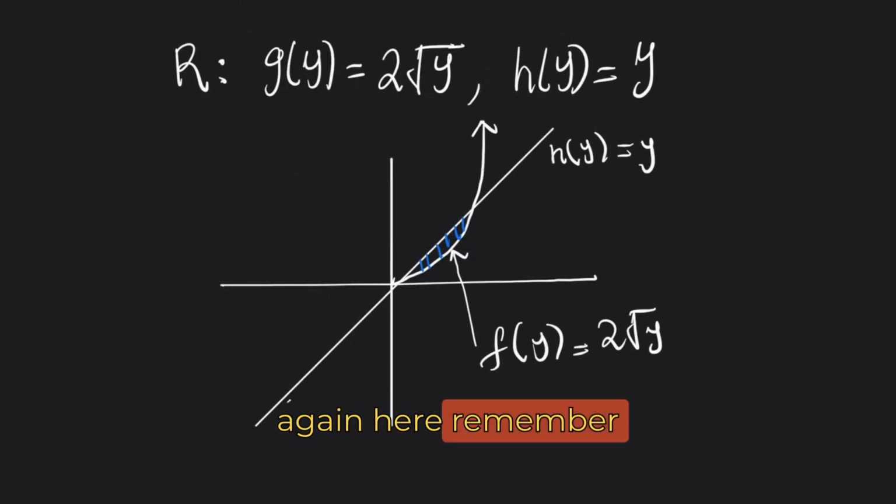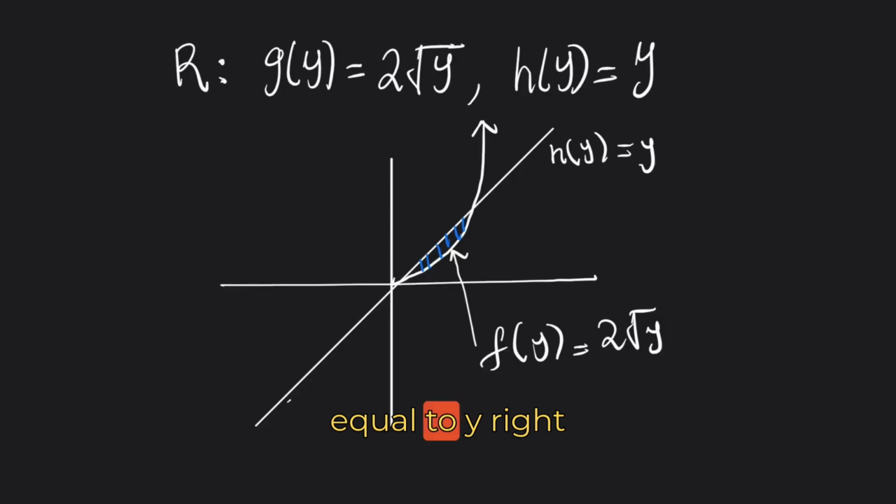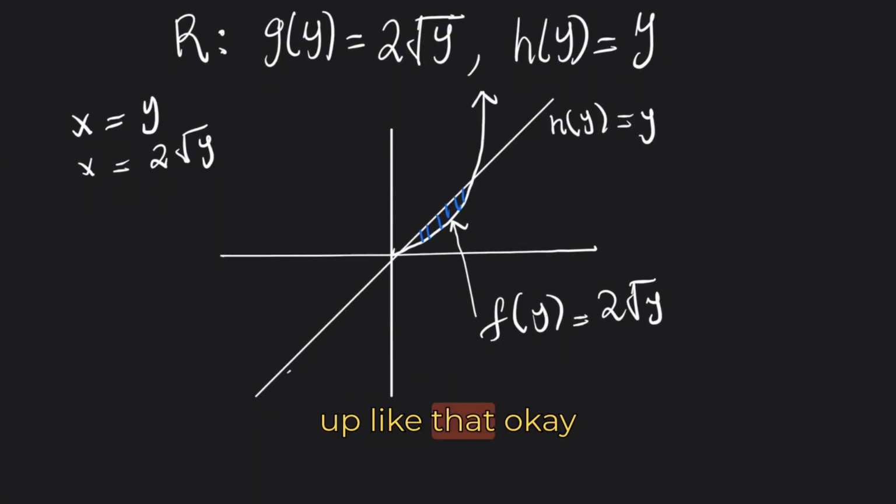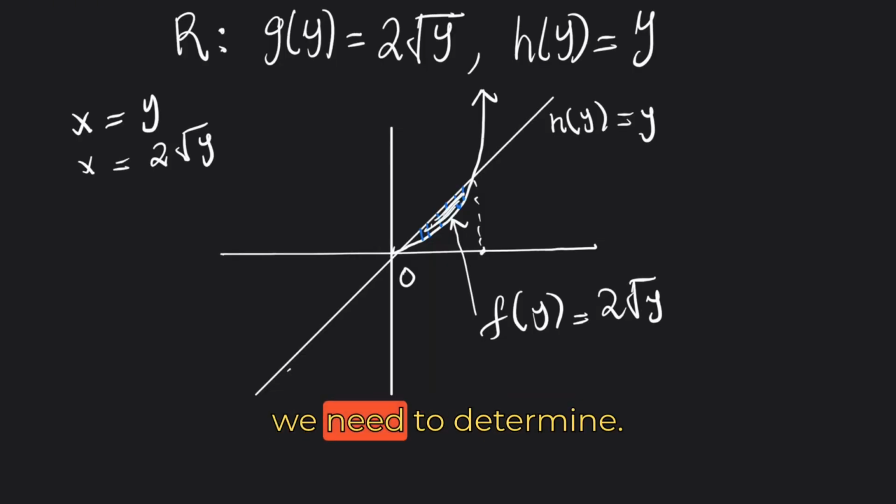In this problem again, remember we sketched the graph of h of y equal to y. If this is the case, then x is equal to y, and the other one is x equal to the square root of y. It is the same way you draw the graph of y equal to the square root of x, but this is flipped, which is why it is facing up like that. That is not our interest; we just wanted to see where the region is, from 0 to some point, which we need to determine.